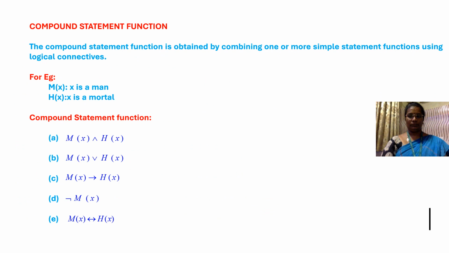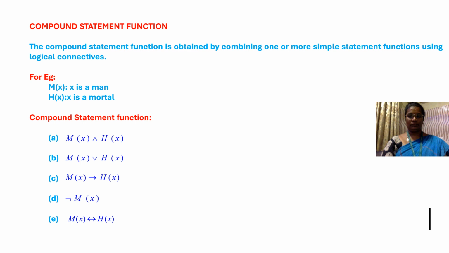So now let us look into what is a compound statement function. The compound statement function is obtained by combining one or more simple statement functions using logical connectives. So we have understood in our previous sections that there are 5 basic connectives. So let us connect those to the statement function here. For example, if M of x is a propositional function where x is a man and H of x is another propositional function where x is mortal, we could construct compound statement functions using the 5 connectives.